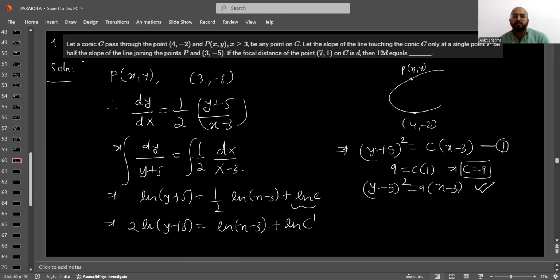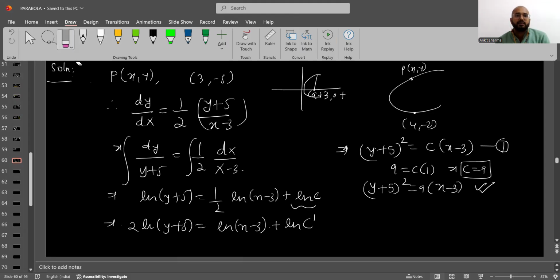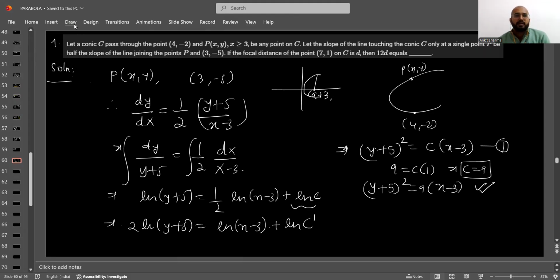Now we want the focal distance of the point (7, 1). So we know the focal distance. Suppose this is my parabola, then my focal distance is simply, this is the focus. The focus is going to be (a plus h, k), this is going to be what? (3, 0) plus, k is minus 5. So we can simply write down this point. The focus of this parabola is (3 plus 9 over 4, minus 5). Now this is 9 over 4 basically because I have to compare with 4a. So we got the focus and now I need the focal distance.